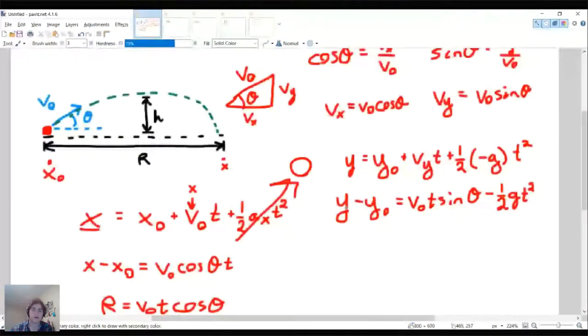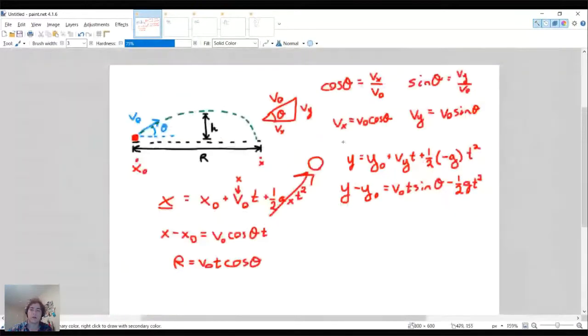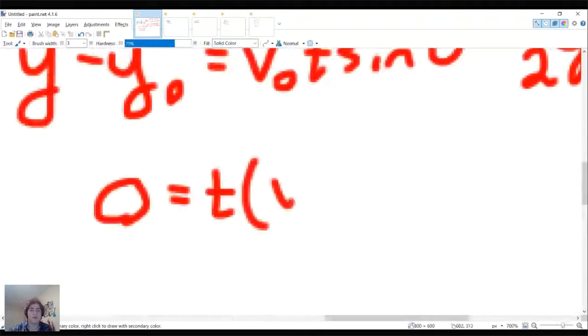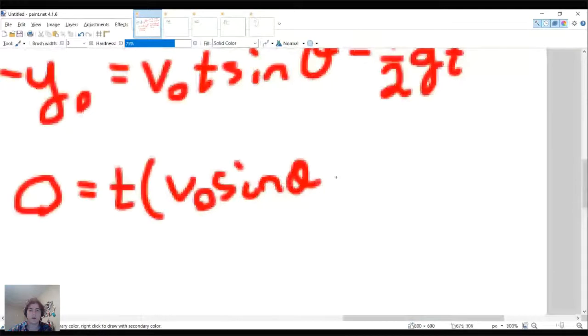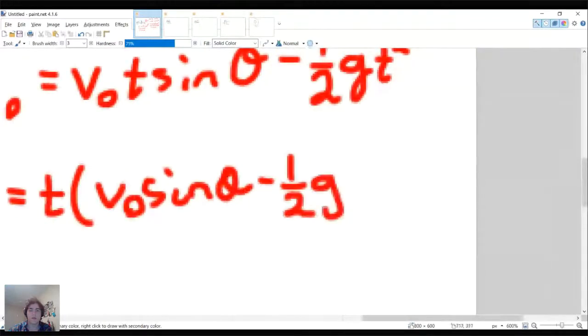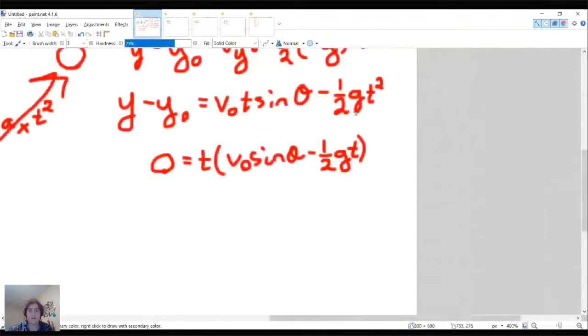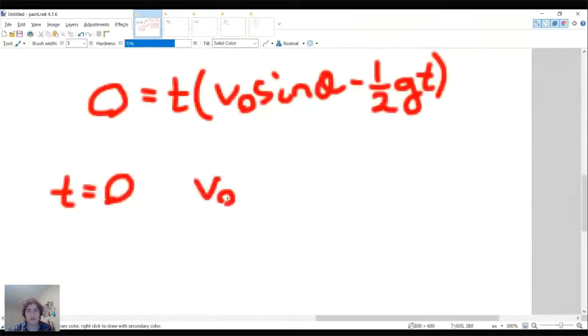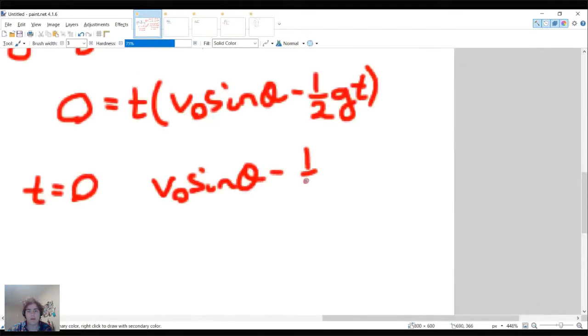This should be 0, right? It's on a level plane, so that means the final y position is equal to the initial y position. So this is 0. So now we get 0, and I'm going to factor a t out here. t, and then we have v0 sine theta, by factoring out a t, minus 1/2 gt. So just like an ordinary quadratic, we have two solutions here. There's t equals 0 and v0 sine theta minus 1/2 gt equals 0.